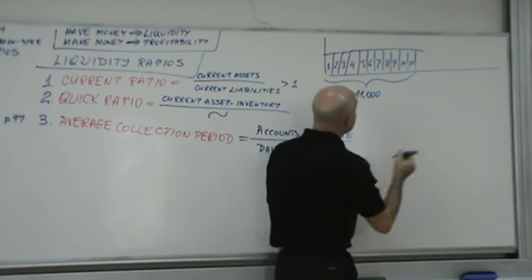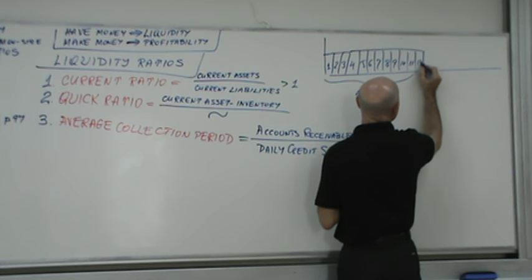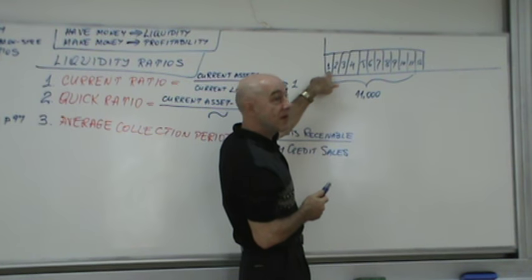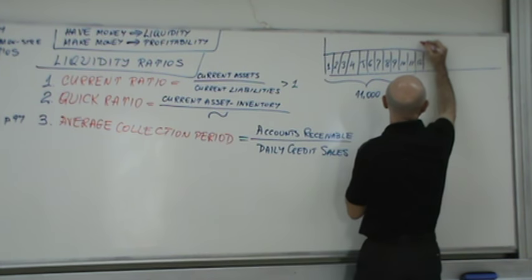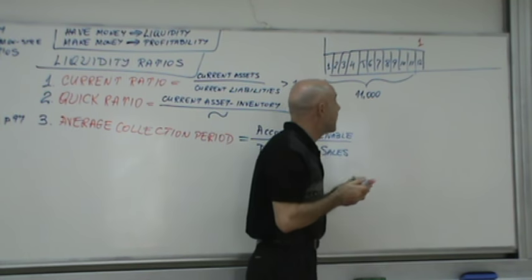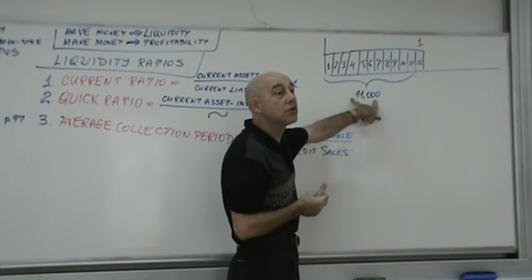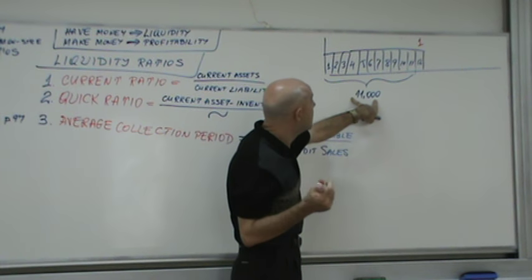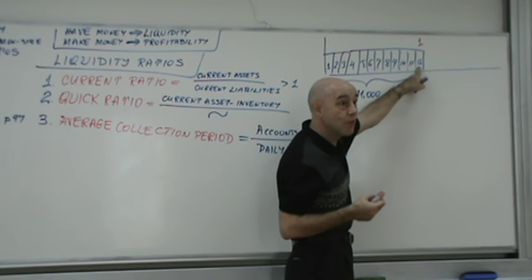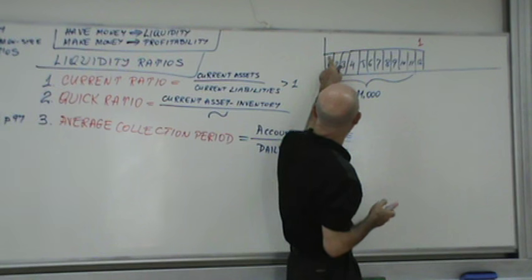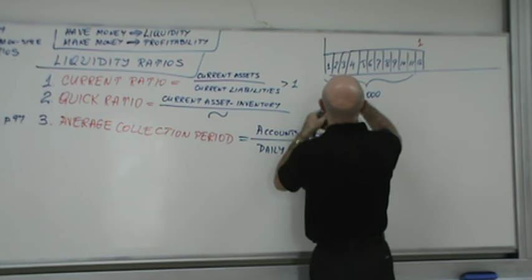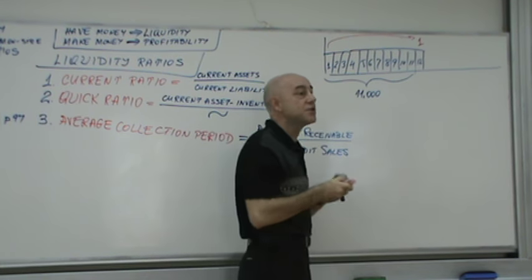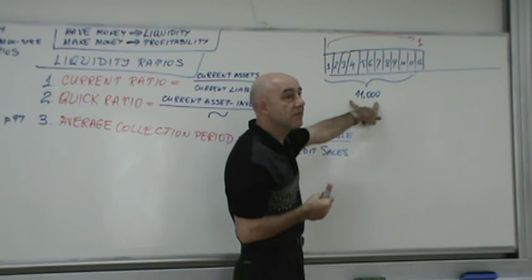Now comes the next thing. You sell on credit for 1,000, but the first guy pays you back. The first guy pays you back. How much is your total credit? The same, 11,000. In other words, you sold 1,000, but this guy over here, I can use that little arrow over here, pays you back. So you're back to 11,000.